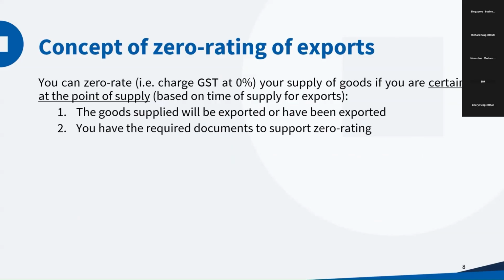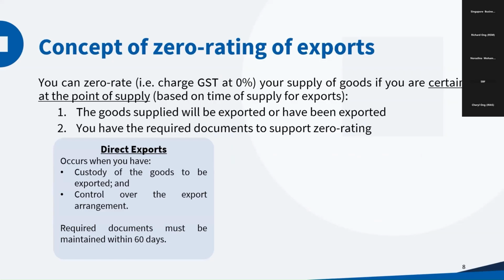There are two types of export, direct and indirect. Direct exports are when you have custody of the goods being exported and control over the export arrangement. Direct export may be zero-rated if the required documents to support zero rating are maintained within 60 days from the time of supply.